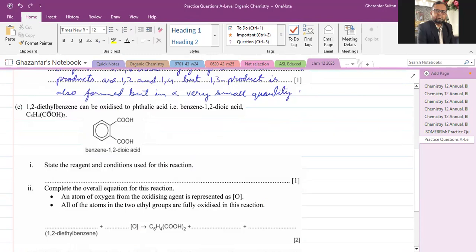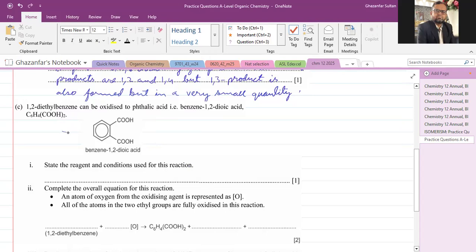Now this is part C. 1,2-diethylbenzene can be oxidized to phthalic acid, that is benzene-1,2-dioic acid. This is benzene-1,2-dioic acid. Its molecular formula is C6H4(CO2H)2, and the structure is given here. So state the reagent and conditions used for this reaction.